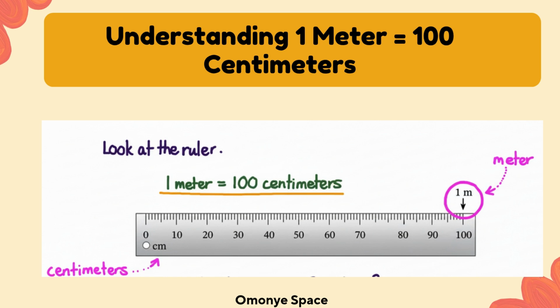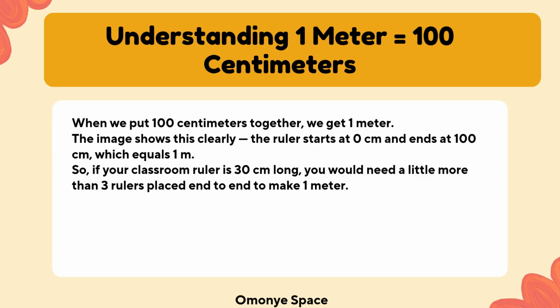The ruler starts at what? 0 centimeters, and then it ends at what? 100 centimeters, and this is equal to what? 1 meter. So if your classroom ruler is 30 cm long, you would need a little more than 3 rulers placed end to end to make 1 meter. So this is how we get 1 meter. 0 to 100 cm gives us 1 meter.